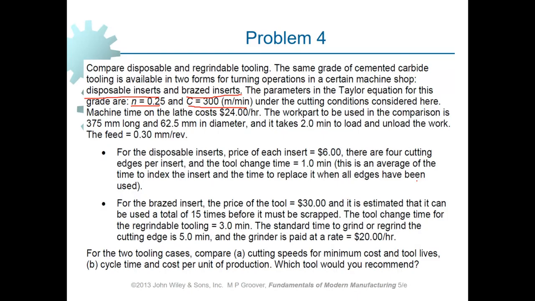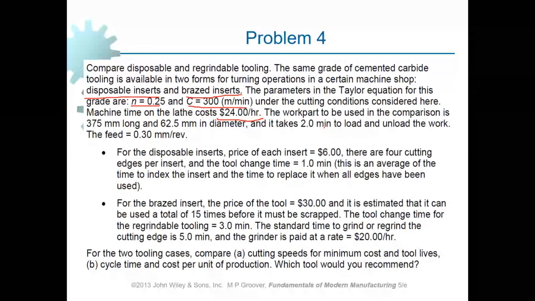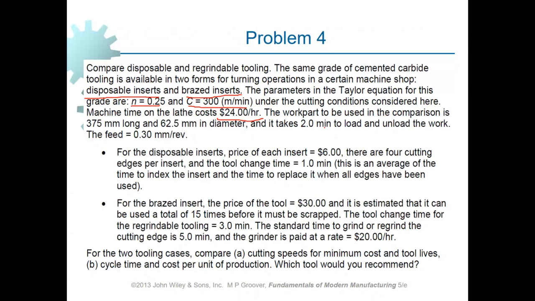So machine time on the lathe costs $24 per hour. So this is the cost of running the machine tool. The work part to be used in the comparison is 375 mm long and 62.5 mm in diameter. So the dimensions of the workpiece are given. The time for loading and unloading is also 2 minutes, and the feed is also given, which is equal to 0.3 millimeters per revolution.